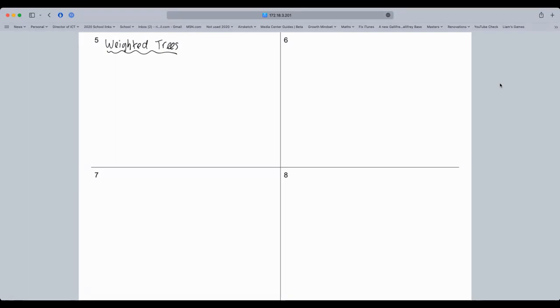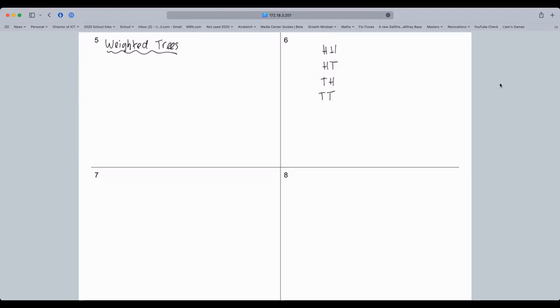If I asked you to list all the combinations from flipping a coin twice, then you could do it like this, couldn't you? You could go heads, heads, heads, tails, tails, heads, tails, tails, and that'd be fine. This is just listing them.